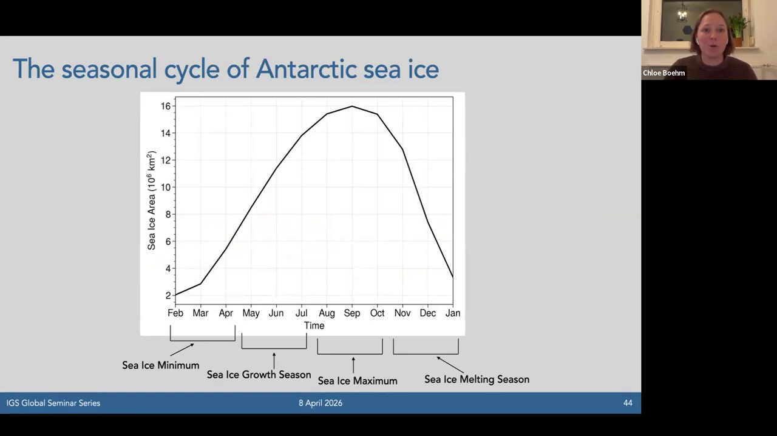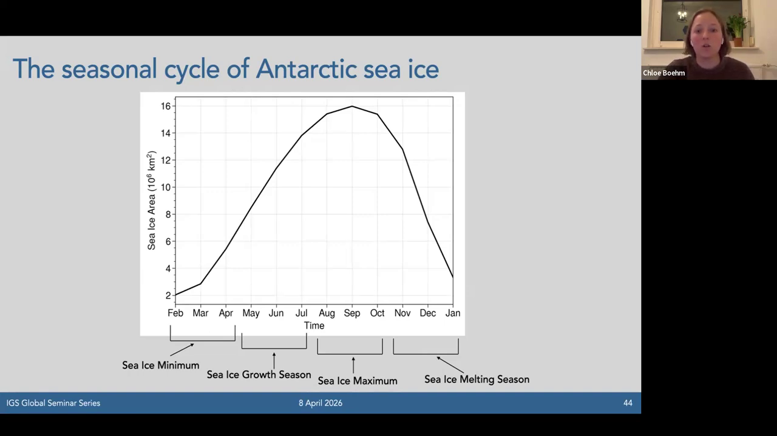As I mentioned, the seasonal cycle of Antarctic sea ice is very large, so it seems a bit unfair to look at the results in an all-months framework. We now wanted to look at similar regressions, but this time splitting it up based on the seasonal cycle of sea ice. So we split up the year into four seasons here, just based on the sea ice seasonal cycle.